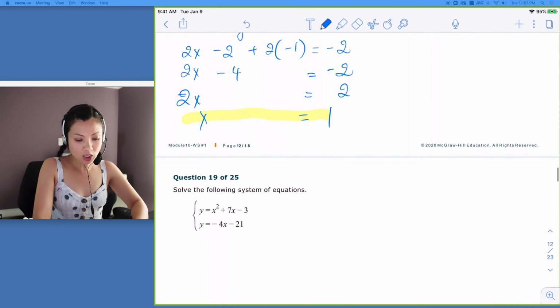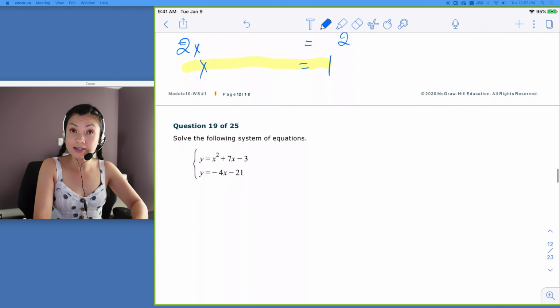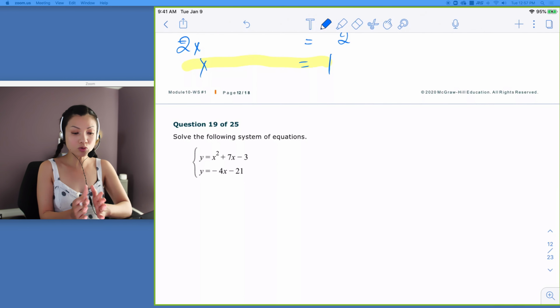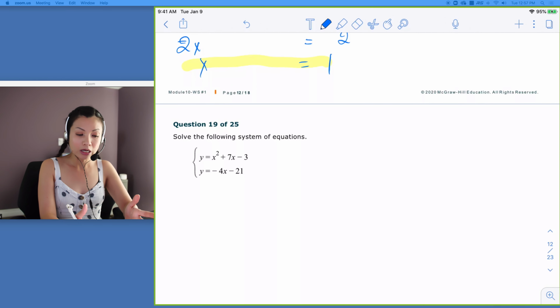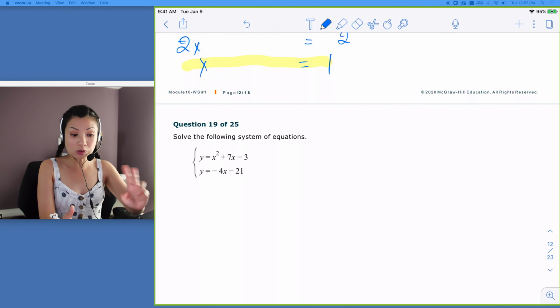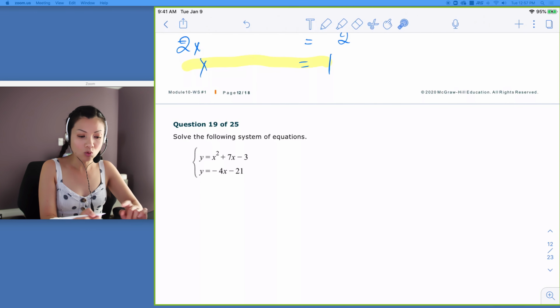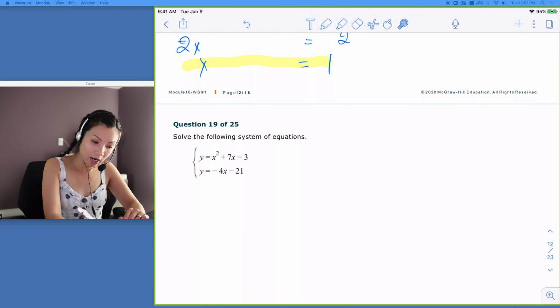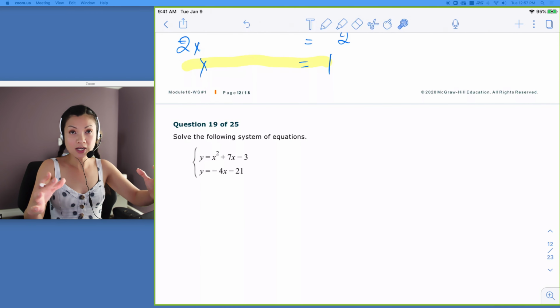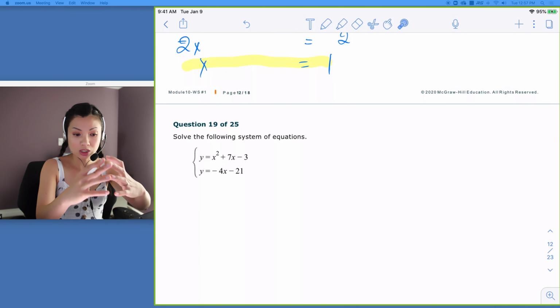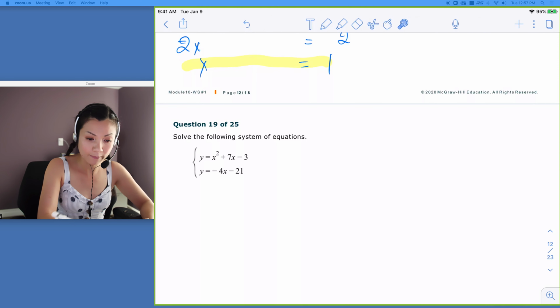All right, moving on to number 19. So 19, you see that we do not have two linears. We have a linear and a quadratic. However, what we have is y and y. So technically, you can set them equal to each other because they are just y and y. Okay, so I'm going to set them equal to each other.